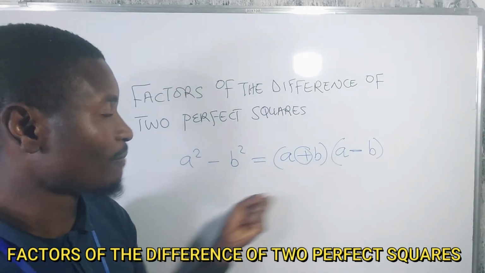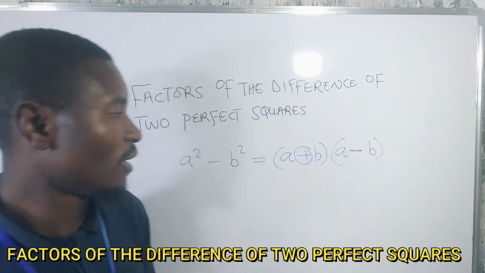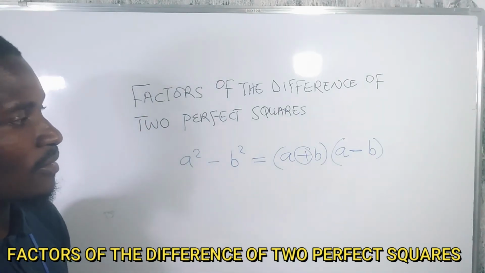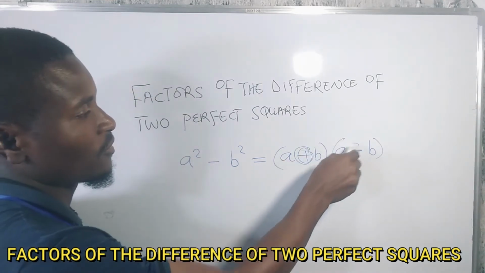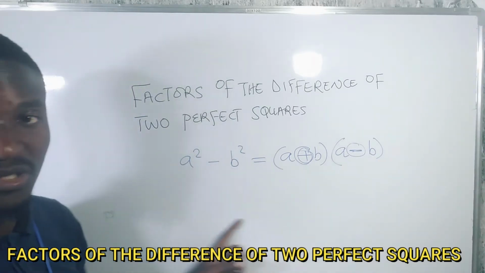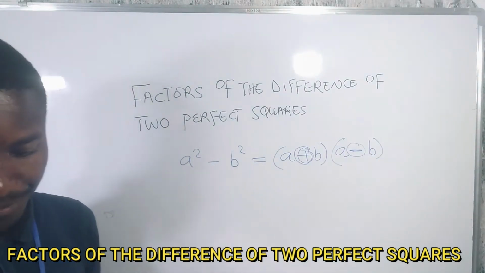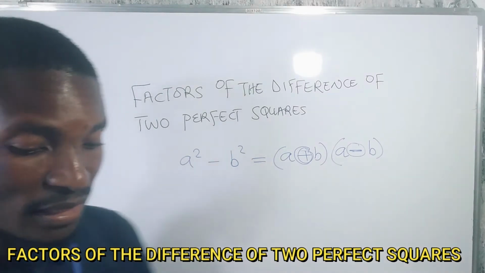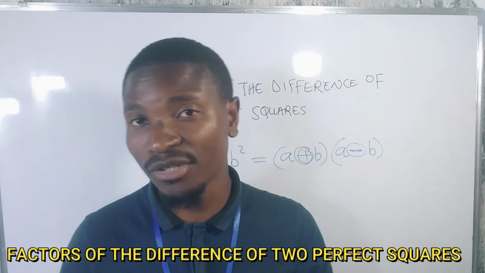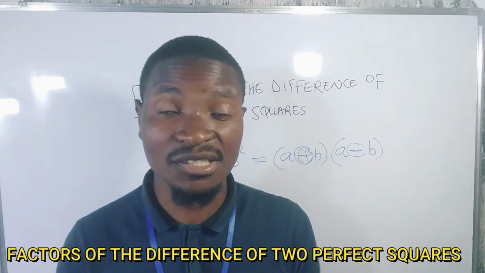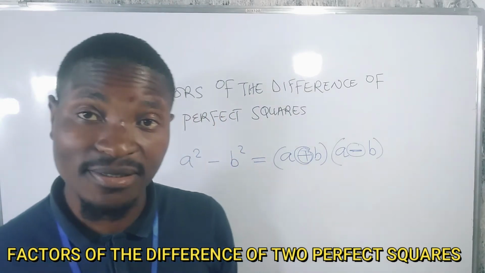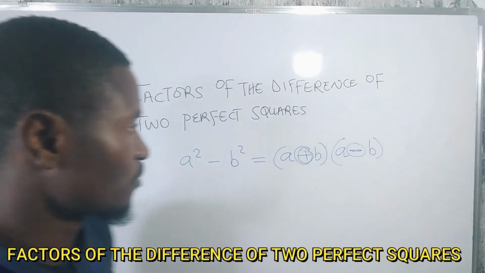So that is the key thing about the factors of the difference of two squares. One bracket should have positive and the other should have negative, so that when you multiply them together, you get back the same thing. Now let us look at an example. We are going to look at two examples that will help us understand what we are talking about. So just stick around and watch how you're going to be able to find that.